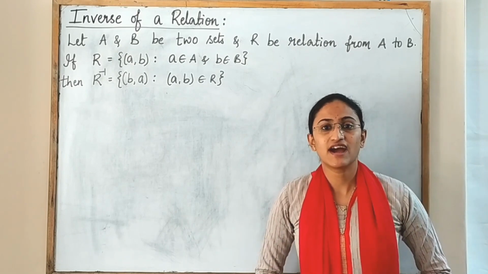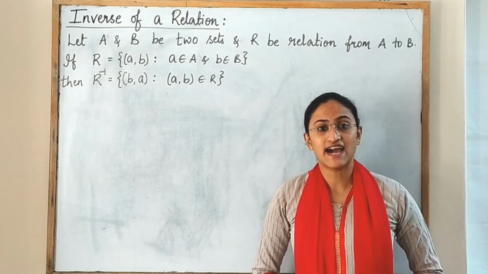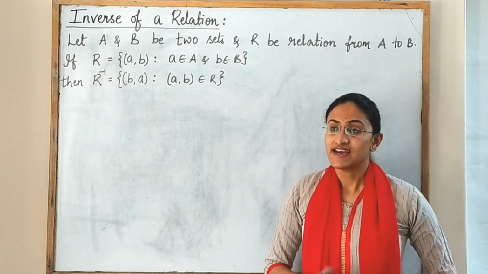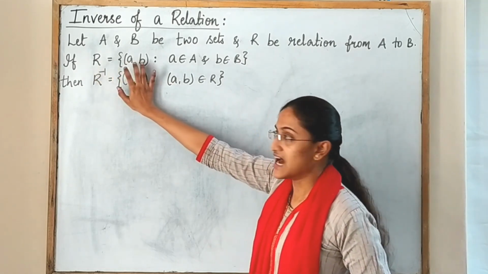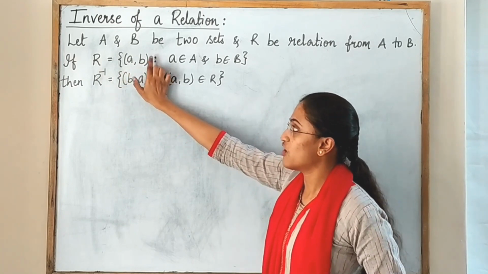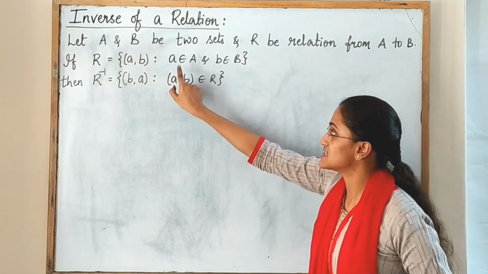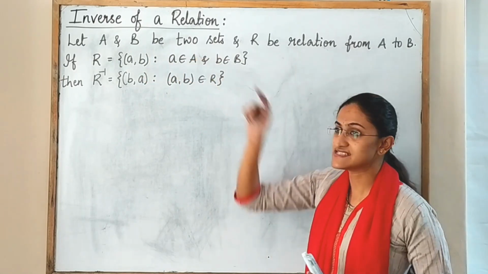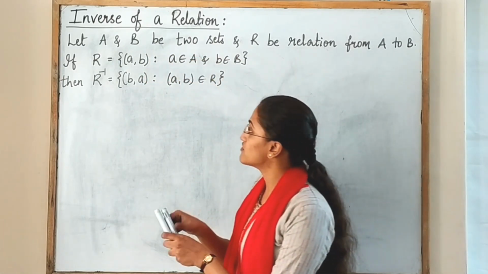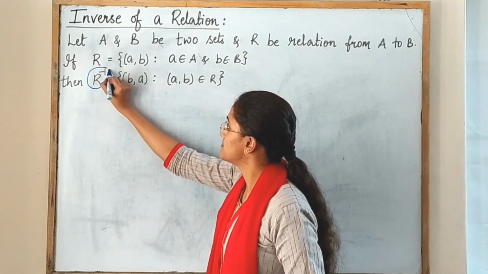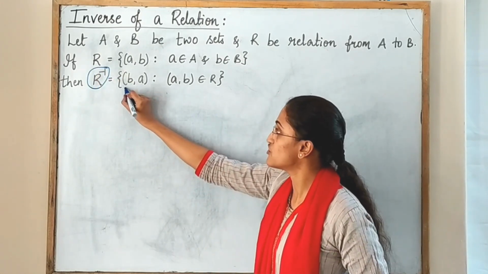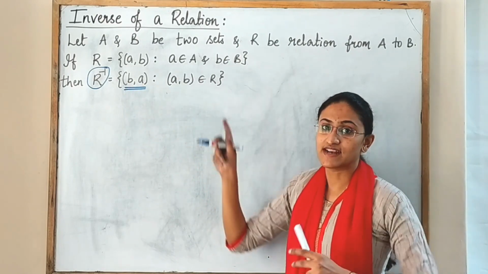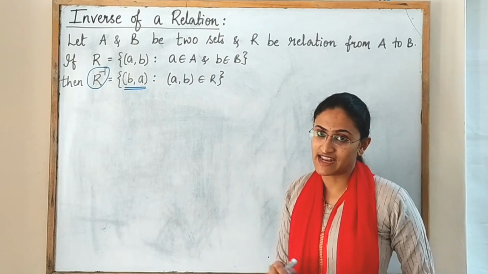The next concept is the inverse of a relation. If A and B are again two non-empty sets and R is the relation defined from the set A to the set B, then consider R equal to the set of all ordered pairs (a, b) such that a belongs to the first set A and b belongs to the second set B. Then R inverse, denoted like this, is equal to the set of all elements (b, a) such that the reverse one, that is (a, b), is in the relation R.